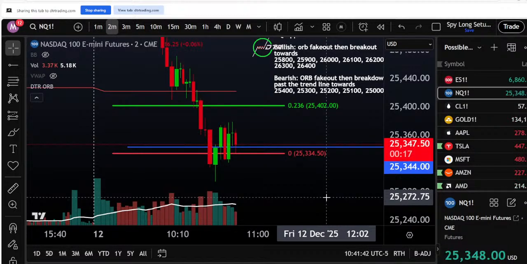Okay, so watch this pullback here, team. Nice and gentle is what we're looking for. Sweet. All right, I'm in, guys. 345.75. Kind of a shitty entry.